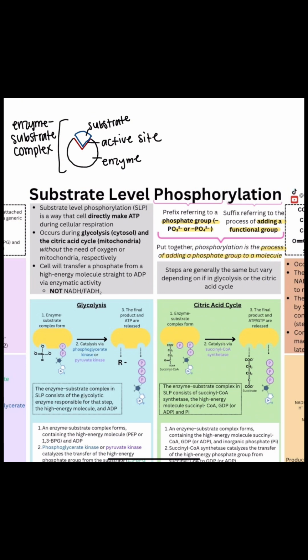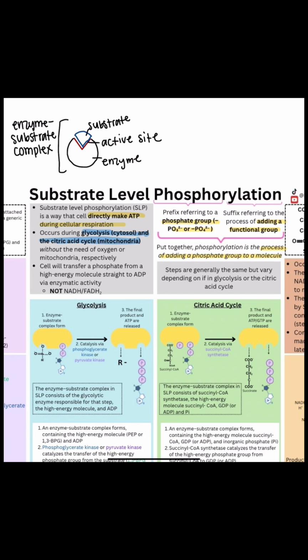But what exactly is SLP? It is one of the ways that our cells are going to directly make ATP during cellular respiration. But there's a catch. Only glycolysis and the citric acid cycle are going to use this method to make ATP. Oxidative phosphorylation is going to use a method called chemiosmosis. So essentially, SLP is going to allow ATP to be made without needing oxygen or even the mitochondria.